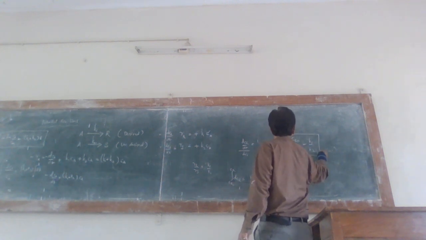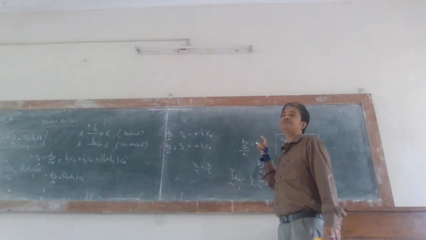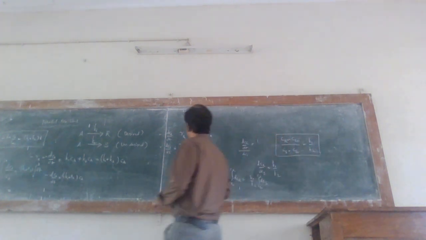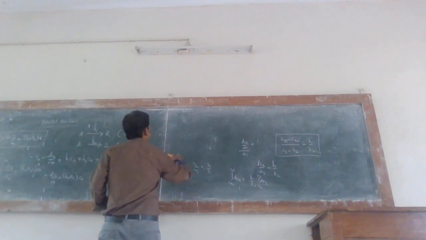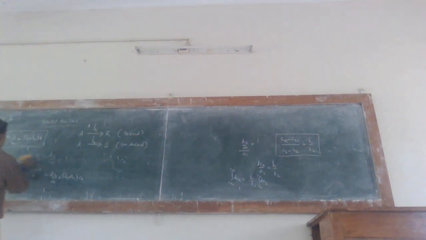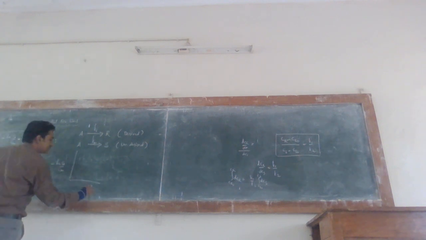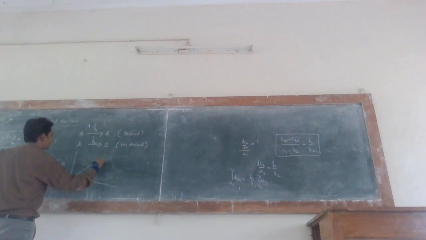Is it okay? Now just look at the plots. What is the first equation plot? If I do manipulation here, what is the first equation plot? If I plot minus ln CA by CA naught versus t, I'll get a straight line with slope K1 plus K2.